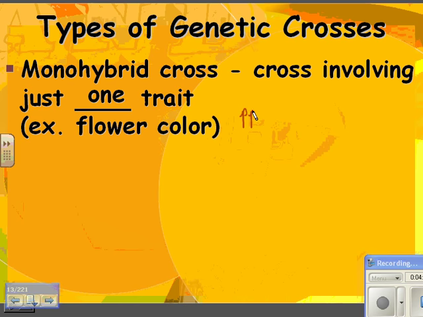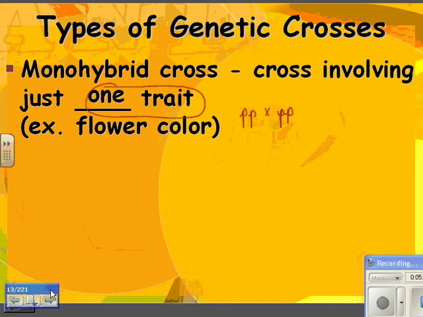We have a white flower and we're going to mate it with another white flower, and what kind of babies are we going to get? While we're looking at the flower color, we don't really care at this point about the flower location or the seed color or the seed shape or any other trait. We're looking at this point at just one trait.